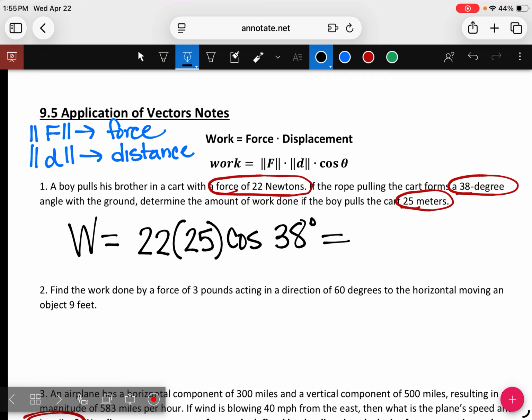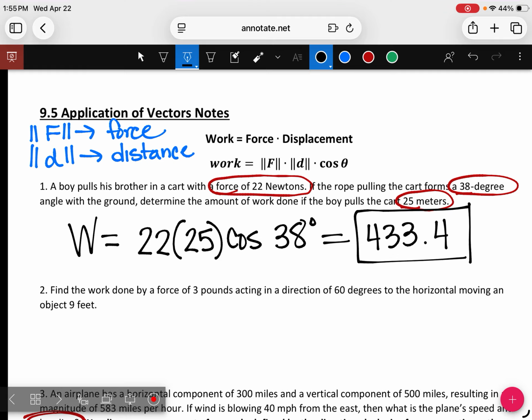So when I type that in, I got 433.4. Who got that? Something close to that.